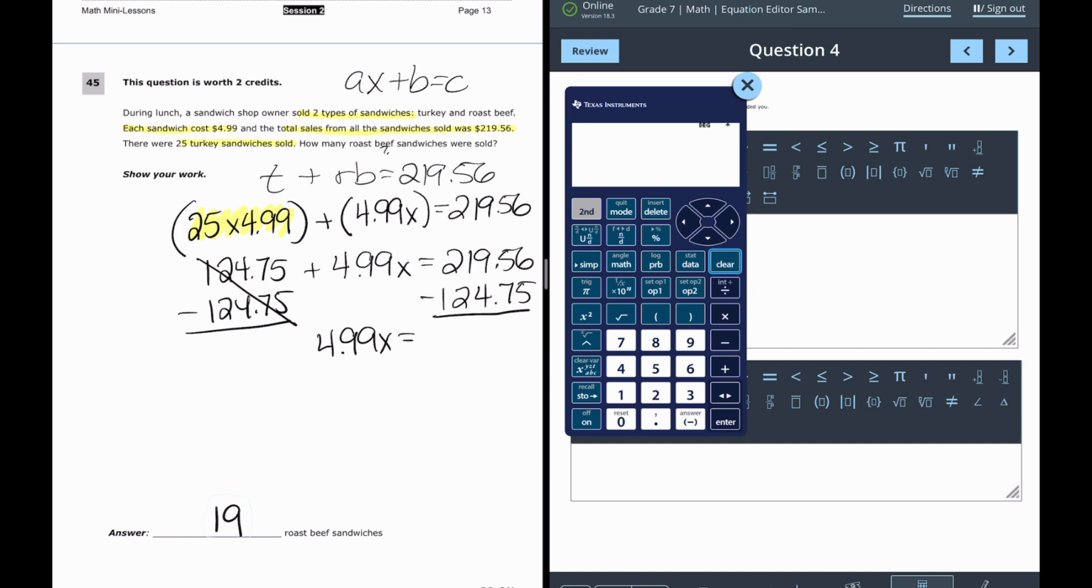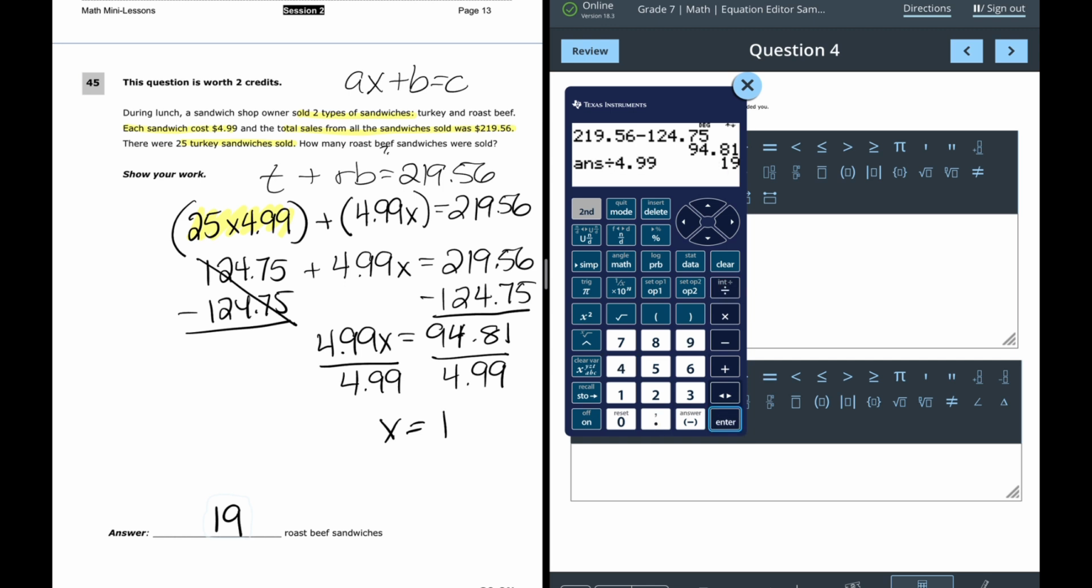And we're going to use our calculator to do 219.56 minus 124.75 is equal to $94.81. And now I'm going to isolate the x by dividing by 4.99 on both expressions. So we're going to divide my answer by 4.99, and I get 19.